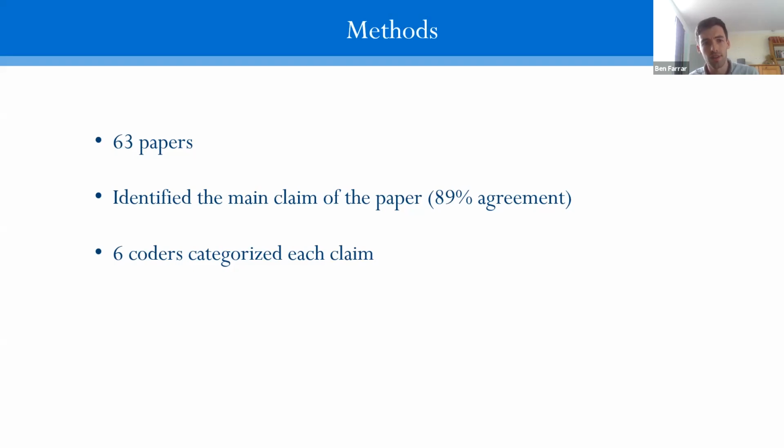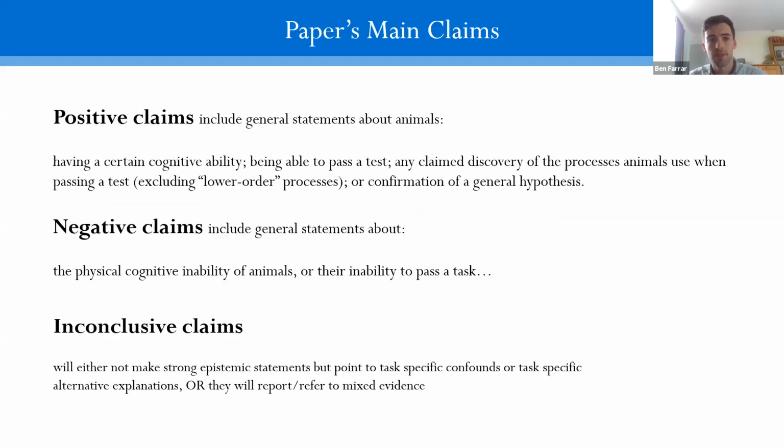And then we got 6 coders, 6 individuals, to categorize each claim according to 3 criteria. So we wanted to split the claims up into whether they were positive, negative, or kind of in the middle or inconclusive.